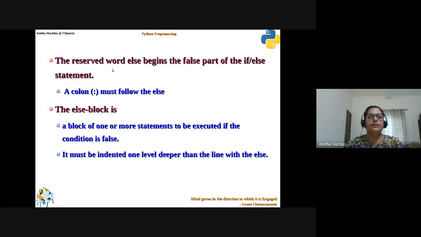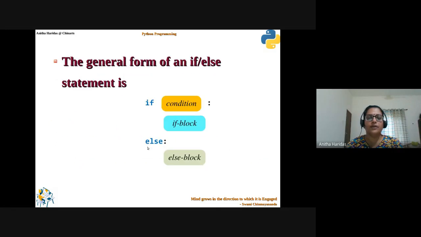Then the reserved word else begins the false part of the if-else statement. A colon must follow the else keyword. Then the else block is nothing but a block of one or more statements to be executed if the condition is false. And it must be indented one level deeper than the line with the else, right? So wherever you have started else, you give one level deeper than the else line.